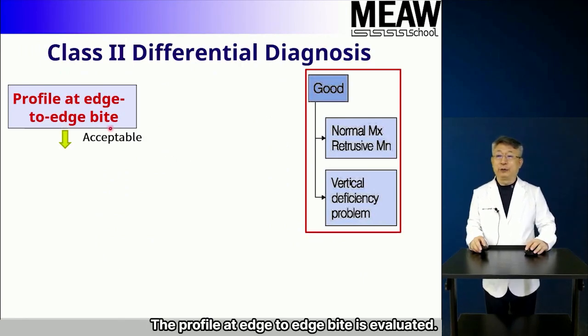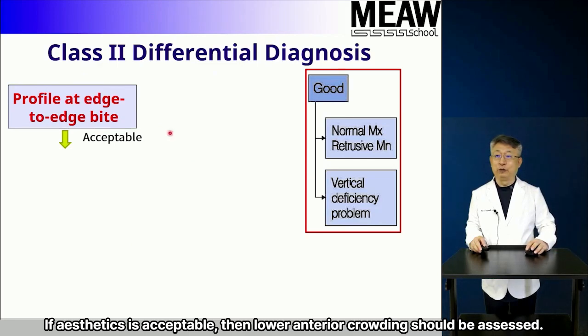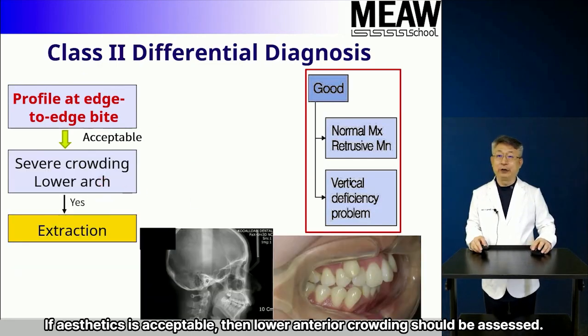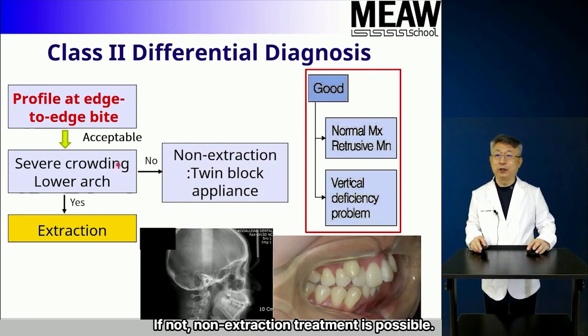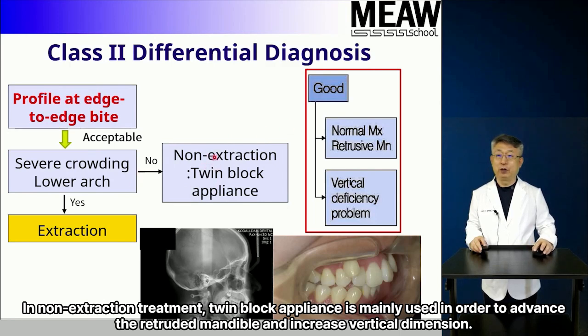The profile at edge-to-edge bite is evaluated. If aesthetics is acceptable, then lower anterior crowding should be assessed. If it is severe, extraction treatment should be carried out. If not, non-extraction treatment is possible. In non-extraction treatment, twin block appliance is mainly used in order to advance the retruded mandible and increase vertical dimension.